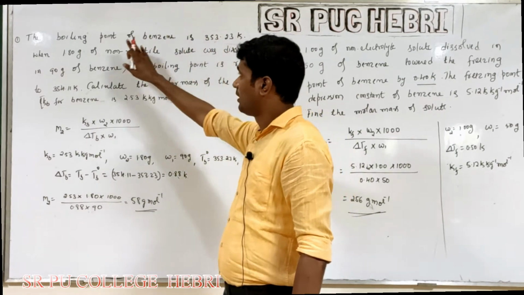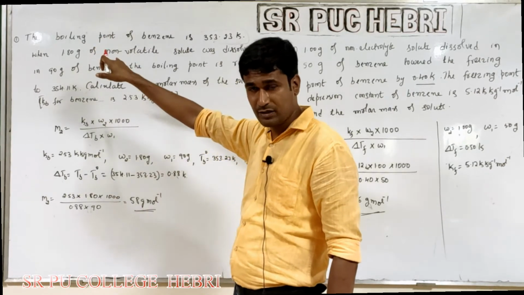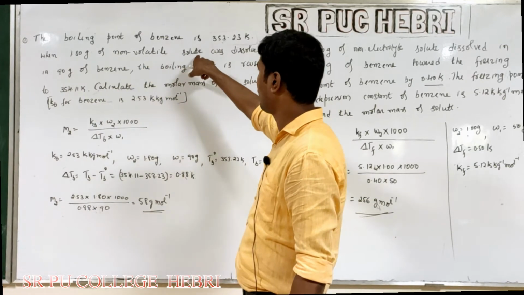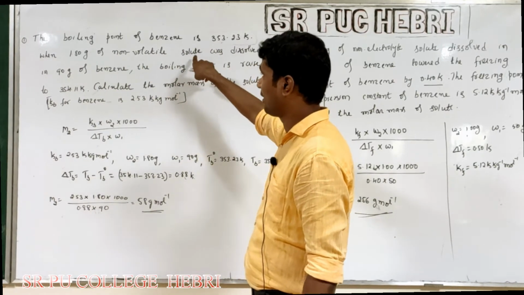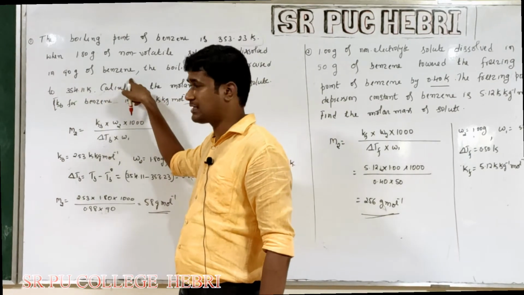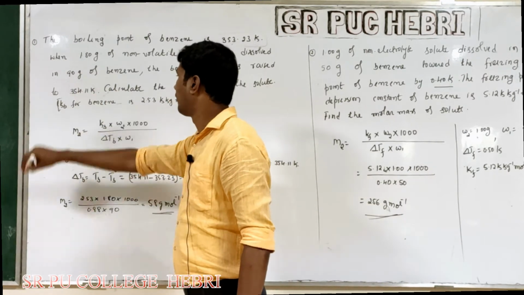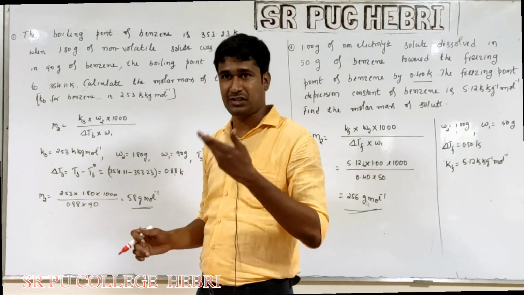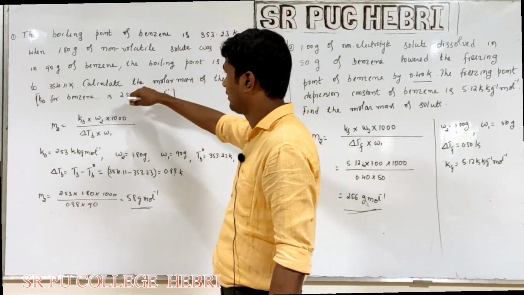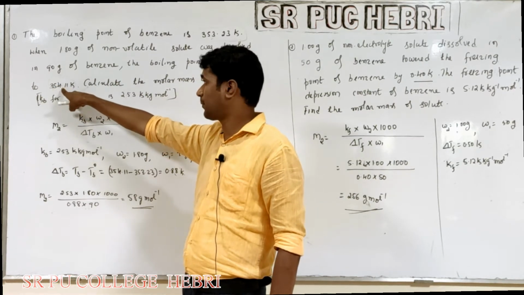Okay. So this is the boiling point of pure solvent before the addition of what? Solute. Here we have added 1.80 gram of non-volatile solute. When 1.80 gram of non-volatile solute was dissolved in 90 gram of benzene, the boiling point is raised to 354.11 Kelvin. Elevation, increase in boiling point. Initially it was 353.23 Kelvin. Now it is 354.11 Kelvin. This is the boiling point of solution.